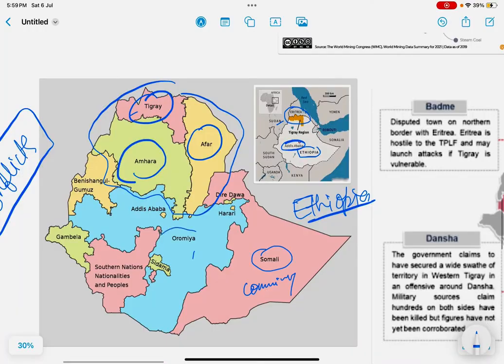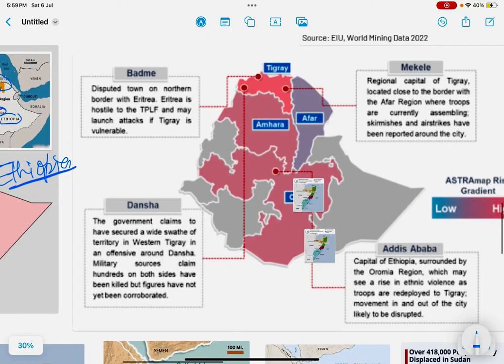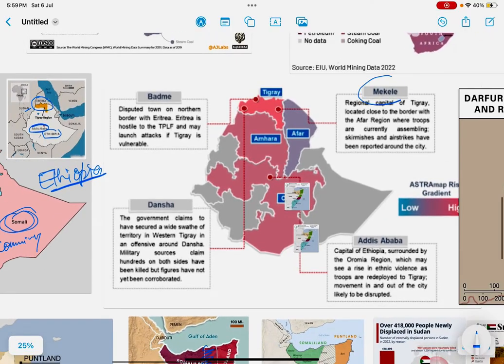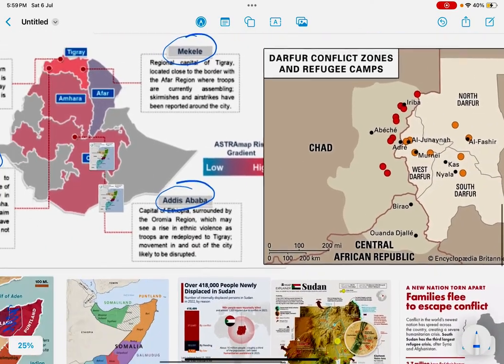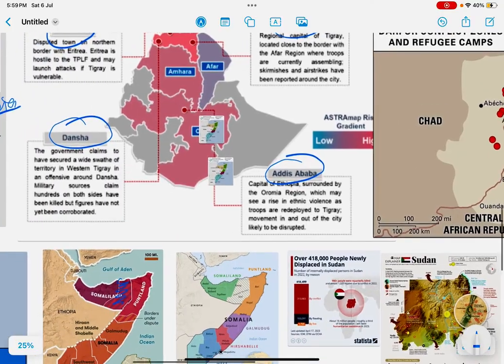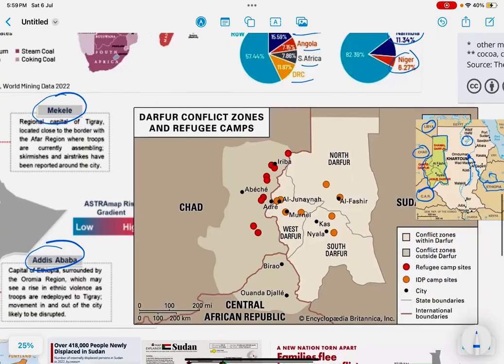So Oromia is a community and a region also. There is Somali community, and these are the regions of Gambela and Amhara, Afar, Sidama, etc. These are the regions of Ethiopia. Again, we can see some of the places: Mekele, Addis Ababa, Danasha, Badame, all of these in Ethiopia. Now we have to go to the next country, that is Sudan.